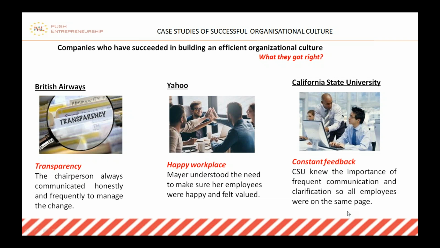For example, the case of British Airways in 1981. The company brought on a new chairperson who noticed that the company was operating very inefficiently and wasting valuable resources. To increase profits, he decided to restructure the entire organization by reducing its workforce. What they got right was transparency.